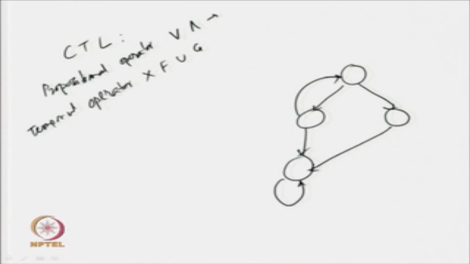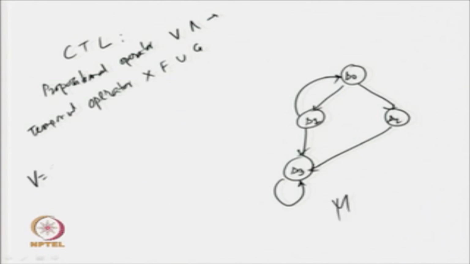Now, you just take a simple model, just say that this is my model. If you look into it, you will find that we have four states: S0, S1, S2 and S3. Now, if you look at the transition relation, you will find that every state has a successor state. That is why the transition relation is complete. So, we can say that this model M is a Kripke structure.